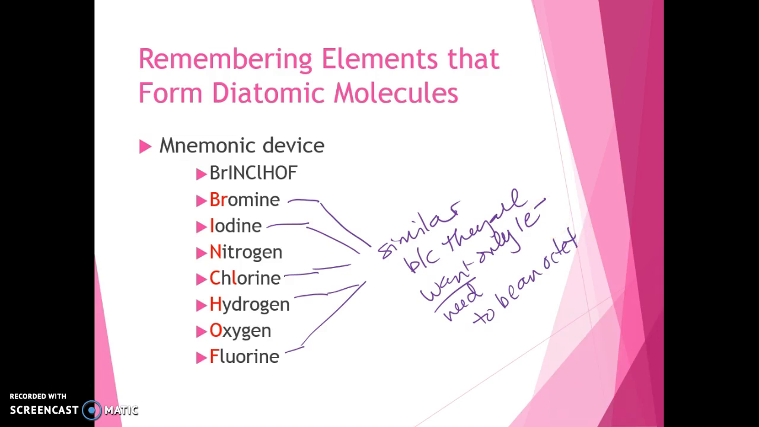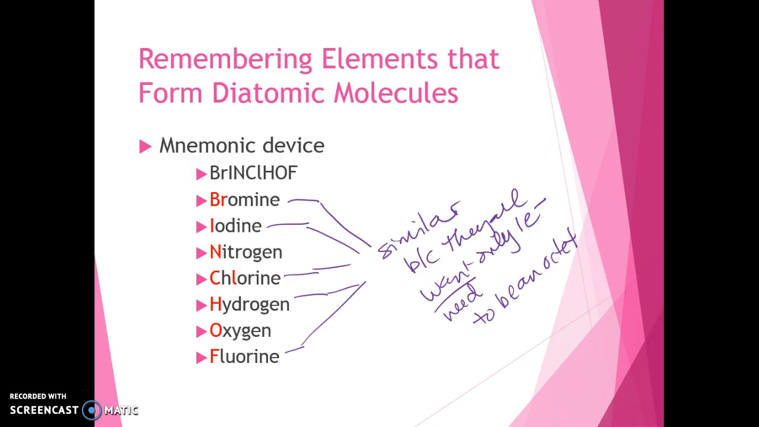All of those, bromine, iodine, chlorine, hydrogen, and fluorine, 5 of them, only need a single electron. So they will only form single bonds. They are the only ones that only form single bonds. So when we look at oxygen and nitrogen, we'll see some weirdness going on with that.